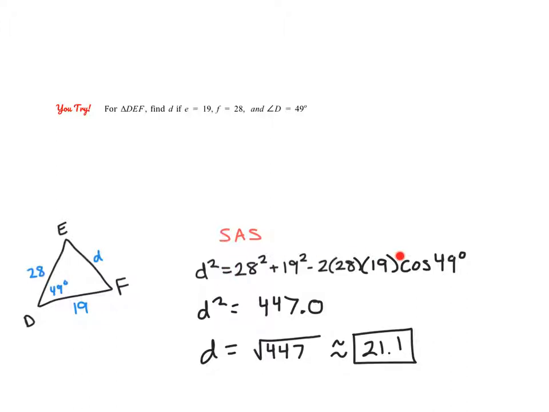This you can actually plug into your calculator exactly as you see it. 28 squared plus 19 squared minus 2 times 28 times 19 times the cosine of 49. Your calculator can handle that. And then you should end up with, I rounded it, 447.0. And then you can take the square root of that and get a decimal approximation as well. So once you start rounding here, we'll just want to use a decimal approximation for the rest.